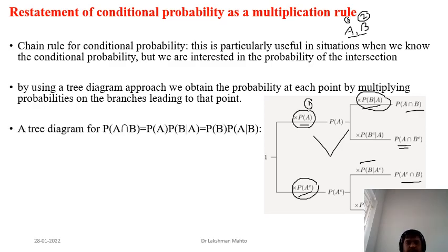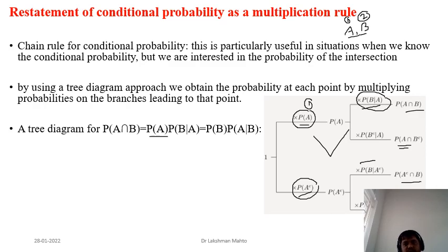So here we can observe it this way. Suppose we have two events A and B. How can we calculate the conjunction probability of A and B? It is just the product of the probability of A into the probability of B given A. Or you can reverse it.